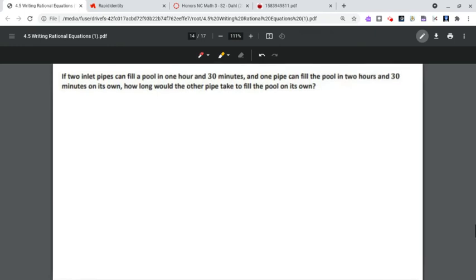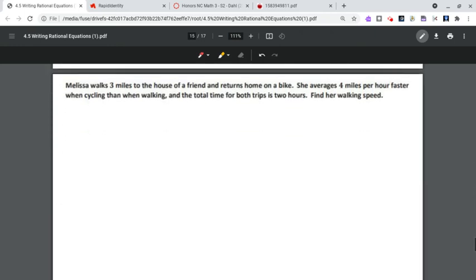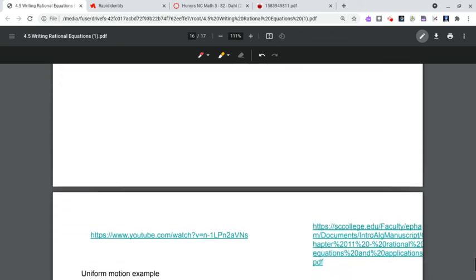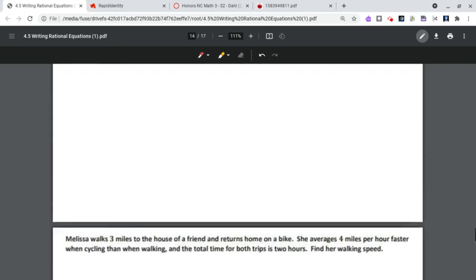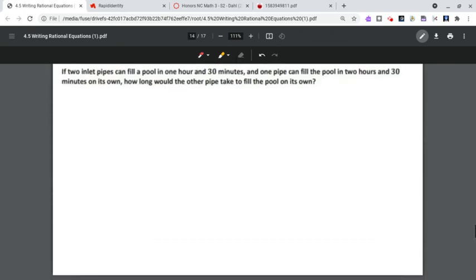Okay. Another work rate problem, and then we have a couple different types, and then we'll be done. If 2 inlet pipes can fill a pool in 1 hour and 30 minutes, and 1 pipe can fill the pool in 2 hours and 30 minutes on its own, how long would it take the other pipe to fill the pool on its own?